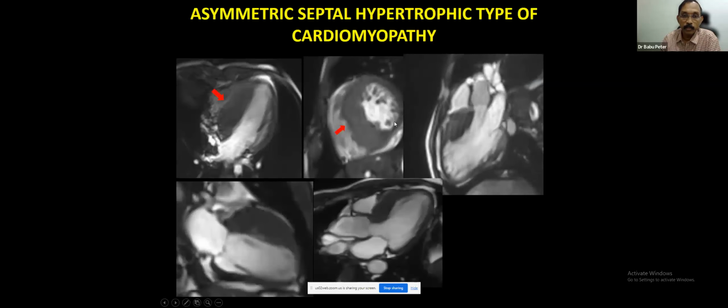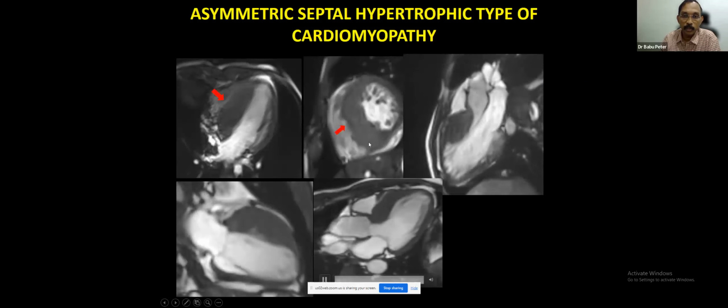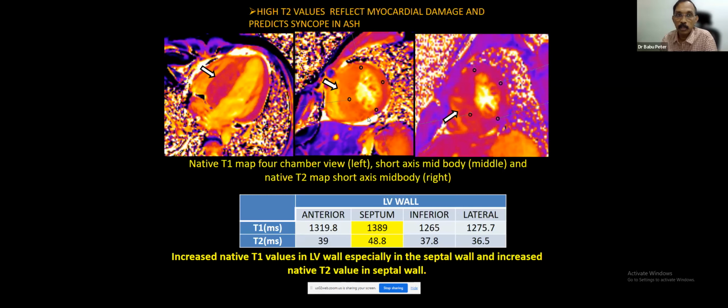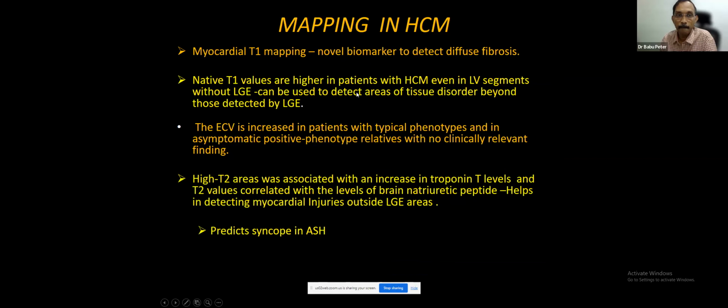So this is a patient where you can see there's an asymmetric septal hypertrophy, thickening of the interventricular septum alone. And parametric mapping, which was done, showed increased T1 relaxation values within the septum, which is more than 1,350, and T2 values were also increased within the septum. And the increase in T2 values in hypertrophic cardiomyopathy has certain importance, and high T2 values indicate myocardial damage and can predict syncope in patients with asymmetric septal hypertrophy.